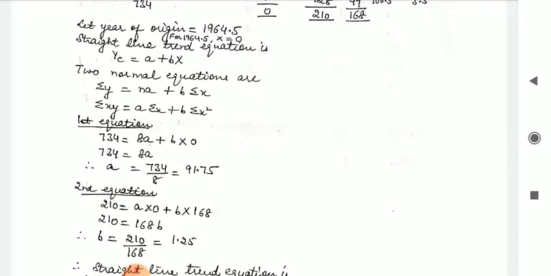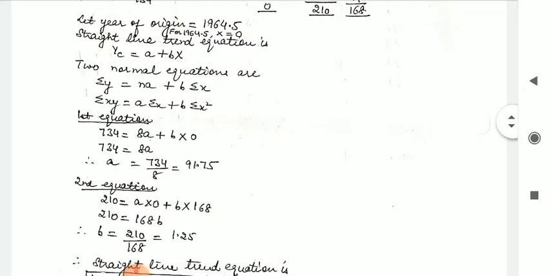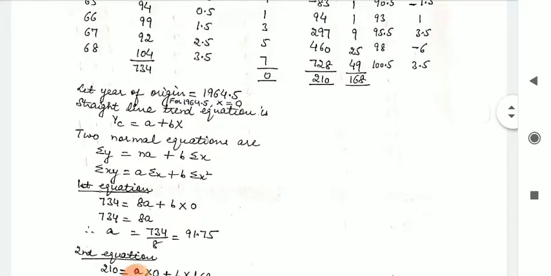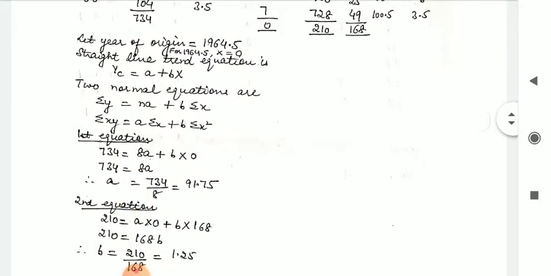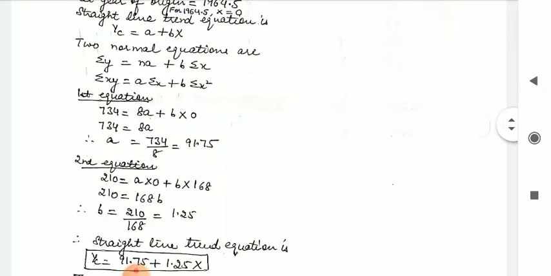So the first equation is sigma y, total of y, which is equal to 734. 734 is equal to na, n means number of years, 8 into a, plus b into sigma x. The total of the last x that we have made comes out to be 0. So we write in our equation b into 0. So we solve it, and therefore we get the answer of a. So a comes out to be 91.75. This is the value of a.